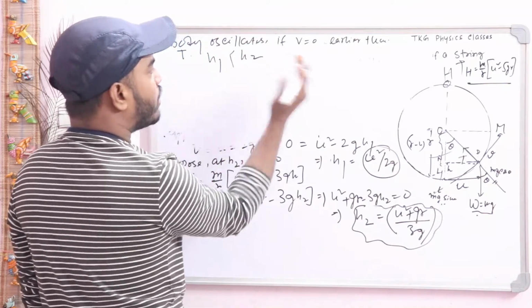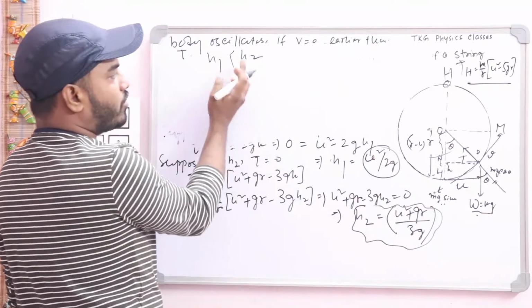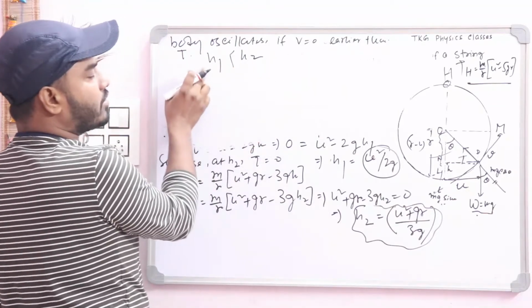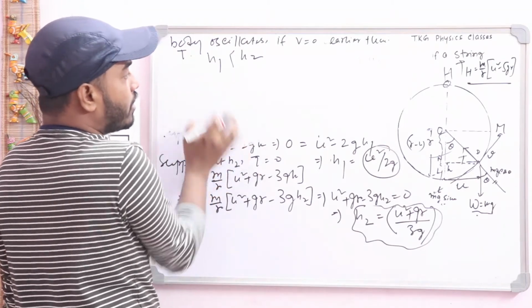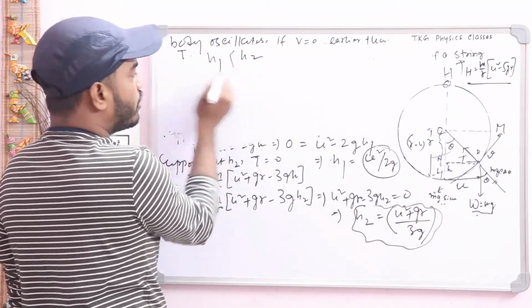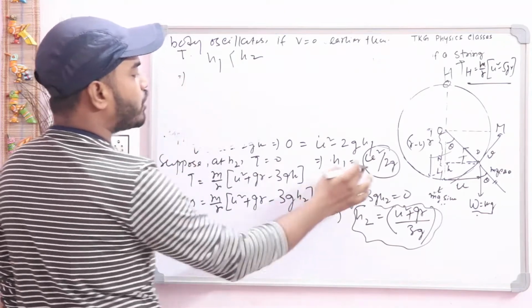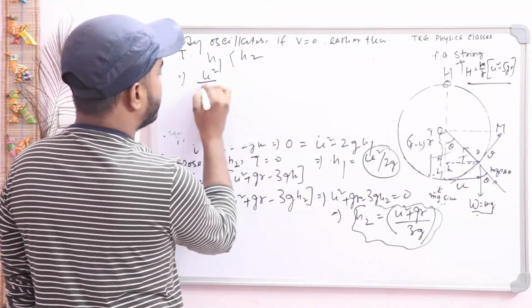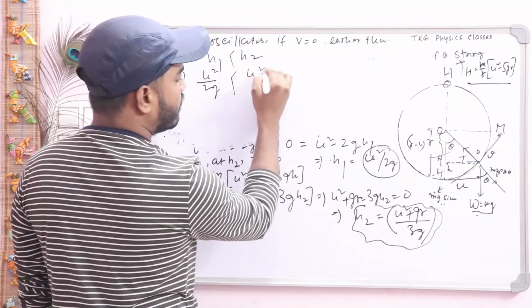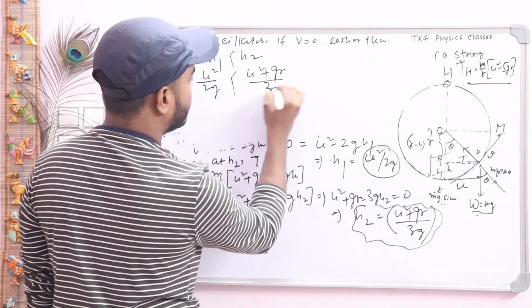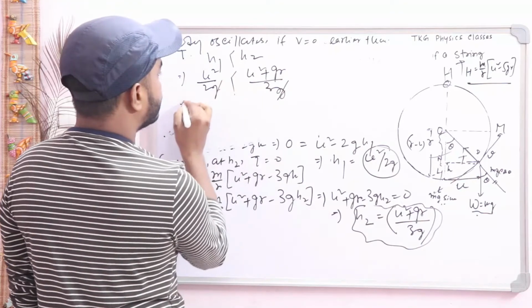Velocity is 0 earlier than the tension. So velocity is 0, that means the velocity attains 0. Suppose you are considering velocity attains 0 at h1, so h1 must be less than h2. Now you just use the condition h1, that is u square upon 2g, less than h2, that is u square plus gr upon 3g. G cancels.